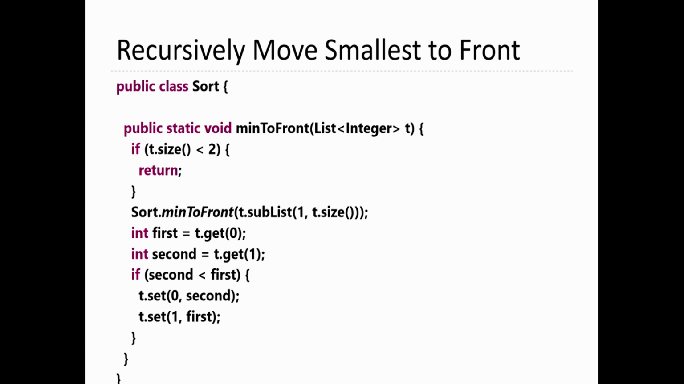So when do I know that the smallest element really is at the front of a list? Well, if the list has no elements, or if the list has one element, you're done. If the list only has one element, then the smallest element must be at the front of the list. If the list has no elements in it, then there is no smallest element, so there's nothing to do as well. So if the size of the list is less than 2, you're done. You just return. And believe it or not, this does in fact move the smallest element to the front of the list.